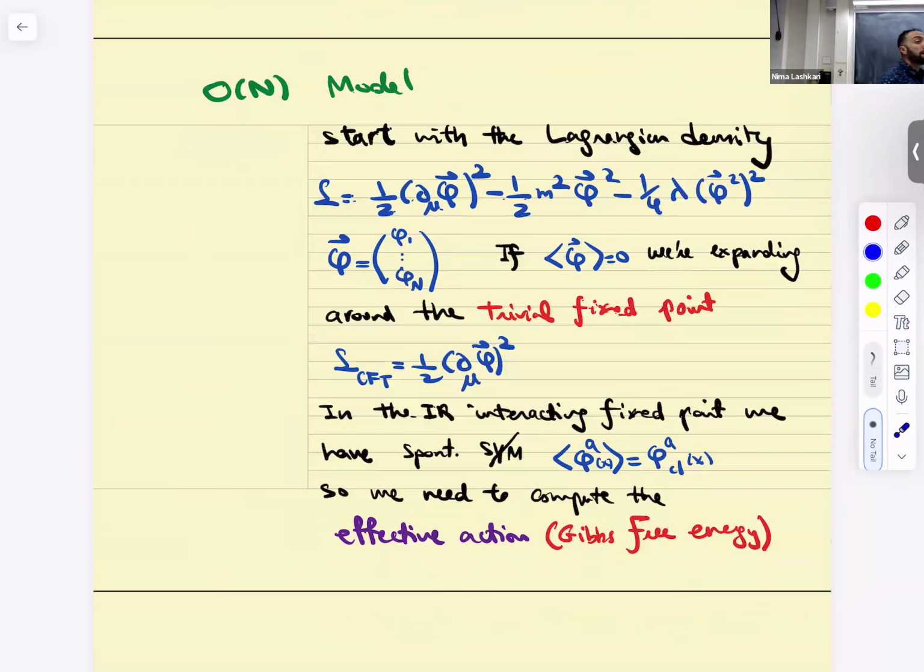Let's start with the O(N) model, right? Why O(N) and not just real scalar fields? Because I want to tell you about the Lagrangian trick. I could do this with N equal 1, and I won't have any punchline. Let's start. Oh, actually, another thing. There's one more reason for that.